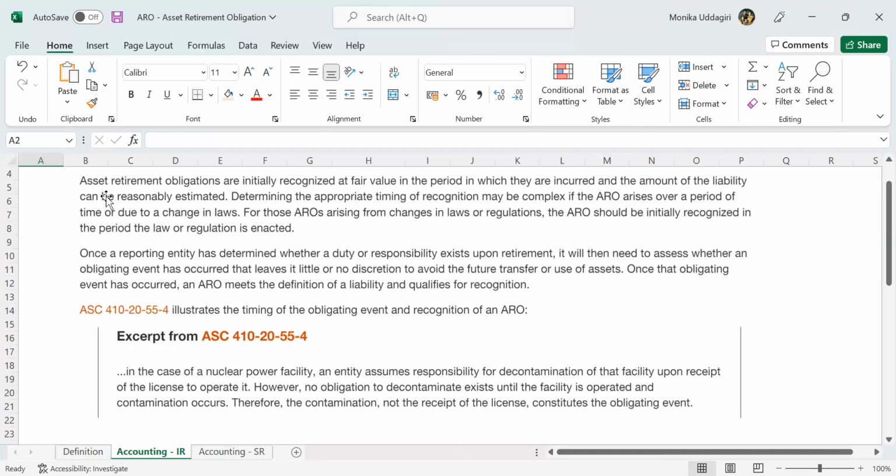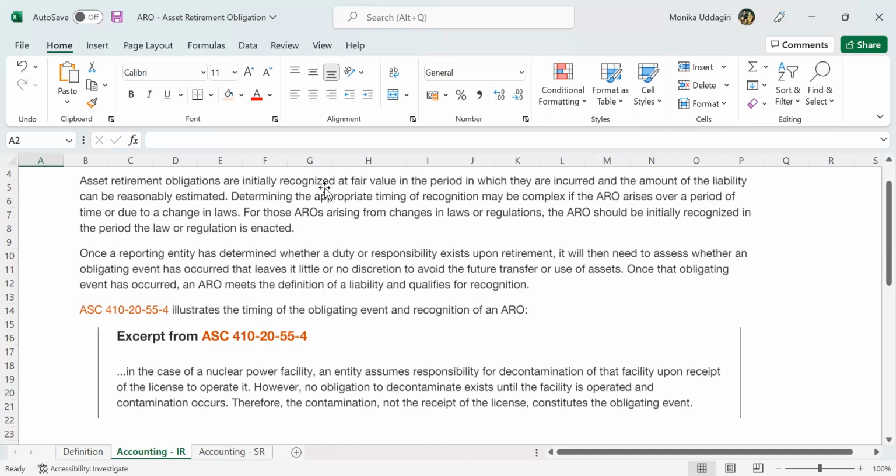So, what is it saying? First point says ARO can be recognized at a fair value in the period in which they are incurred, and the amount of the liability can be reasonably estimated. So, as we discussed previously, ARO can be recognized only when we are able to estimate the fair value of the amount which is going to be incurred at a future date. And we should be able to reasonably estimate. It should not be irrational or illogical assumptions which we take, right? Whatever assumptions we are going to take should be in a prudent way.